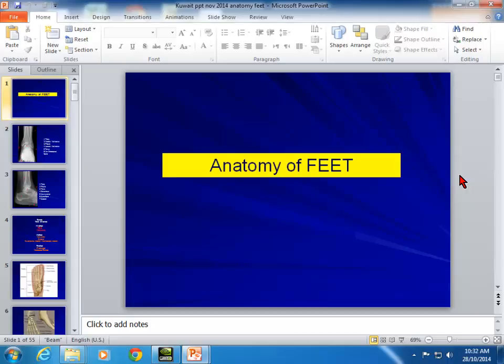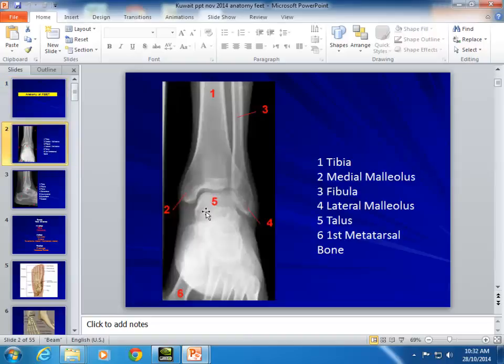Okay, welcome back. We will start with the feet now. The anatomy for joints is exactly the same, whether it may be the hand, feet, or spine. So exactly the same principles apply. So this is the ankle joint.